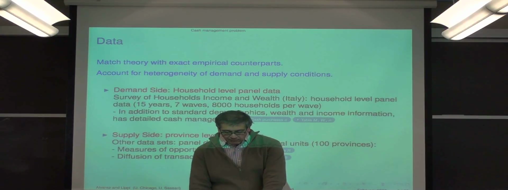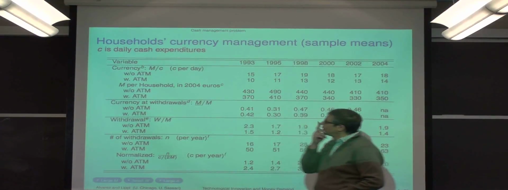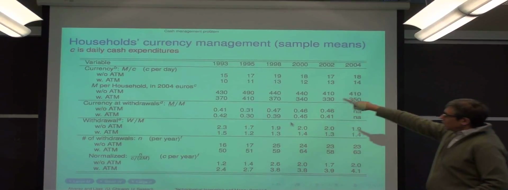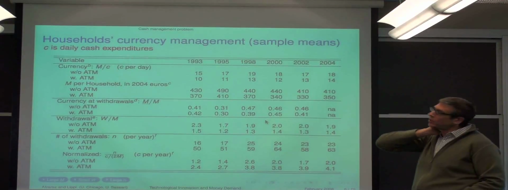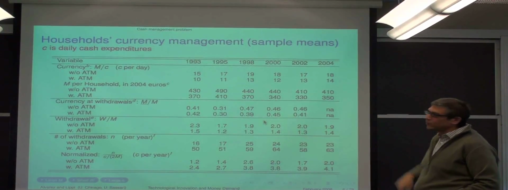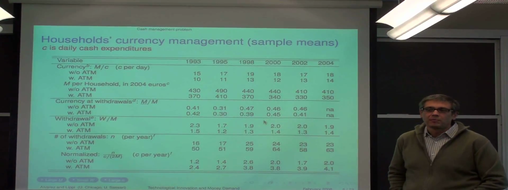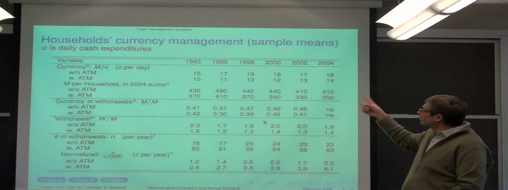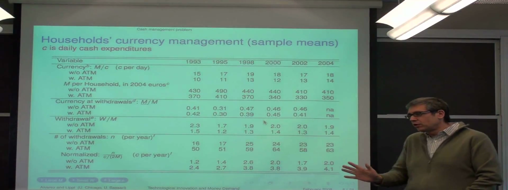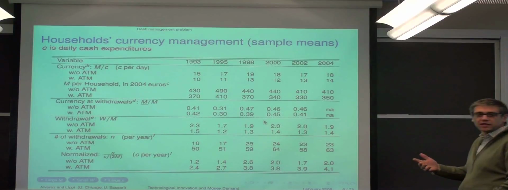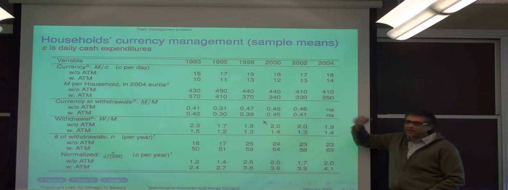Before getting more into Baumol-Tobin, one thing I'd like to show you is some idea of what is in this data set. These are different years where we have these measures, roughly every 2 years. Then you have the amount of currency, normalized by the expenditure per day. So a number like 15 at the top would mean that this household says they have cash that, on average, if they used it, would last for 2 weeks. Just to give you an idea. Then it's in euros per person, in case you're curious about what numbers they have.